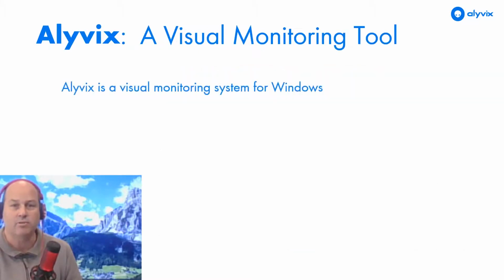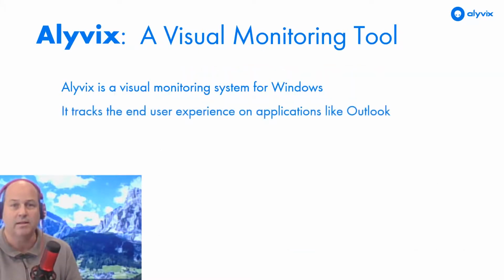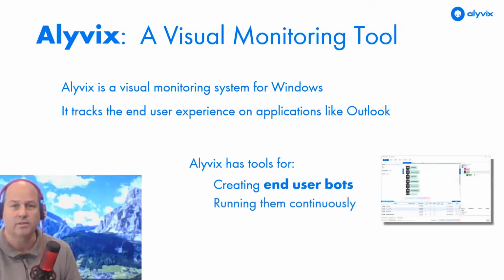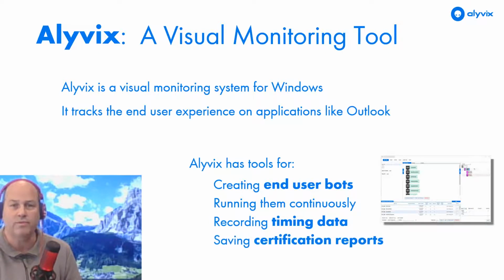Alyvix is a visual monitoring system for any Windows application, including Outlook. Alyvix has tools for creating scripts that replicate end-user workflows, and then automatically running them at regular intervals, recording how long an end user would have to wait for each step in the script. It also creates reports that can certify application performance to third parties.